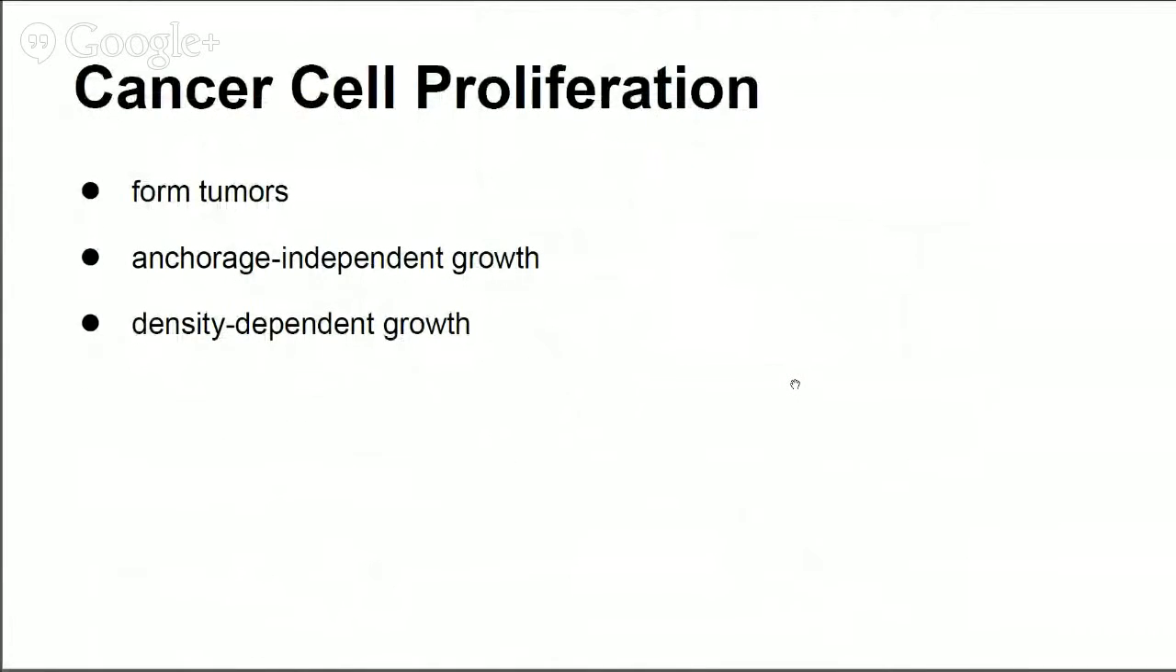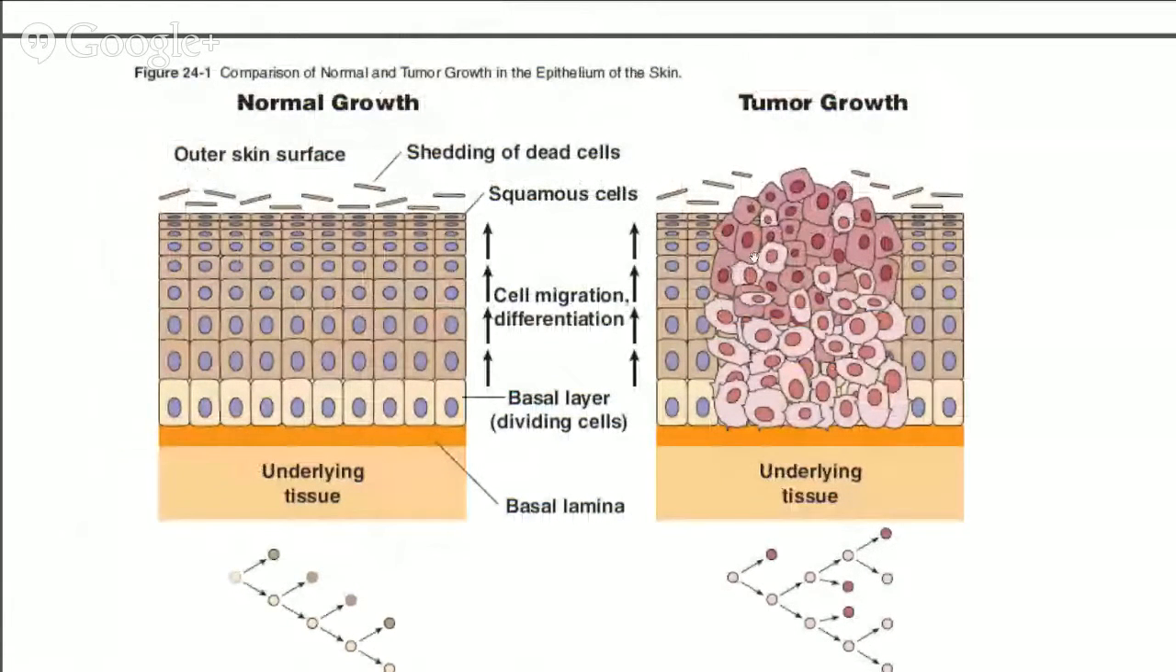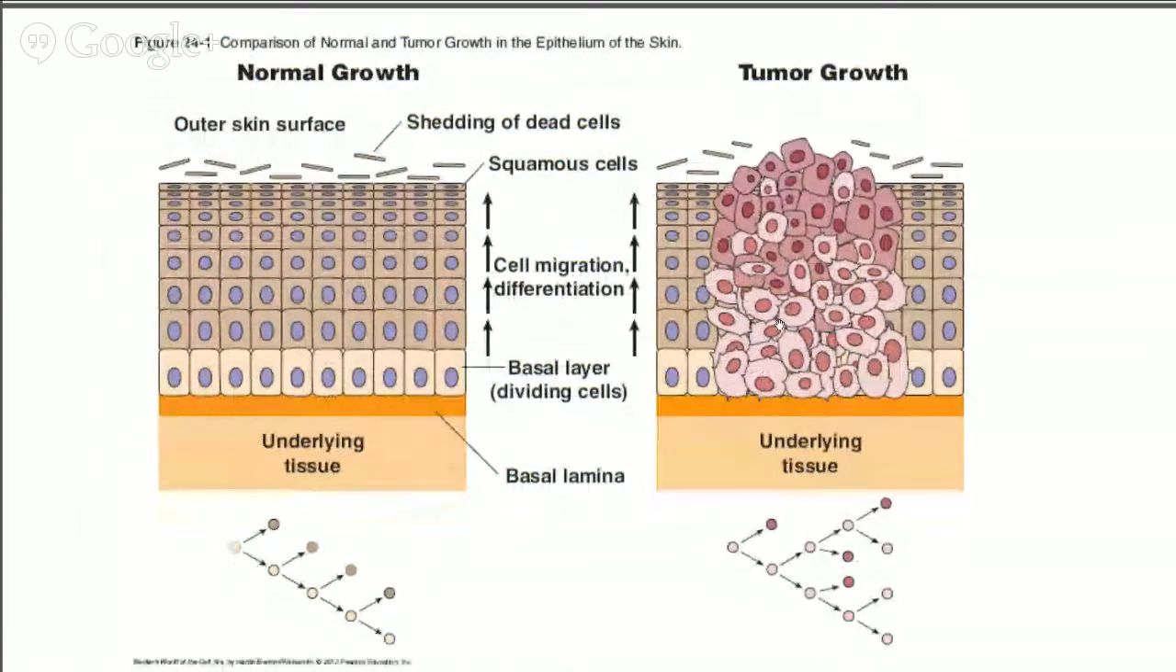Cancer cell proliferation basically means the steady, continuous growth of something. Anchorage dependent or independent growth basically means that cancer cells are able to either grow on a solid surface, or they can just grow in a liquid. Density dependent growth means that if we go back to this figure, you would see how these cells are growing past the monolayer. They are continuing to grow even though they're already past the monolayer.